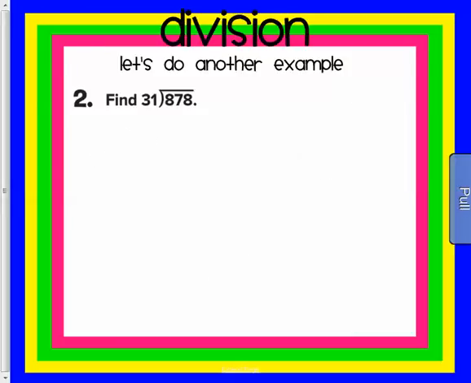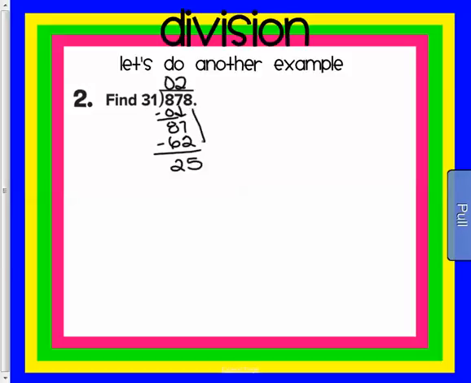All right, number 2, let's do this example. 31 does not go into 8. But it goes into 87, right? Bring down the 7. 31 goes into 87 2 times, which 2 times 1 is 2. 2 times 3 is 6, so 62. Subtract, 7 minus 2 is 5. 8 minus 6 is 2. Bring down the 8, 258.